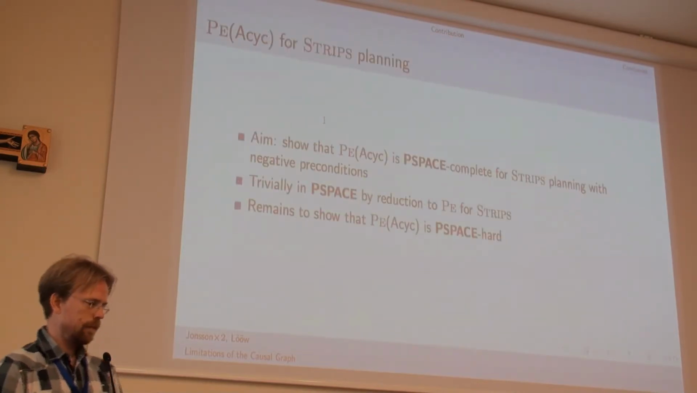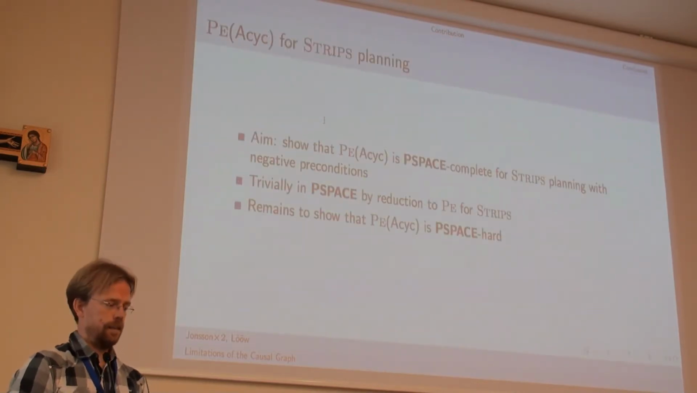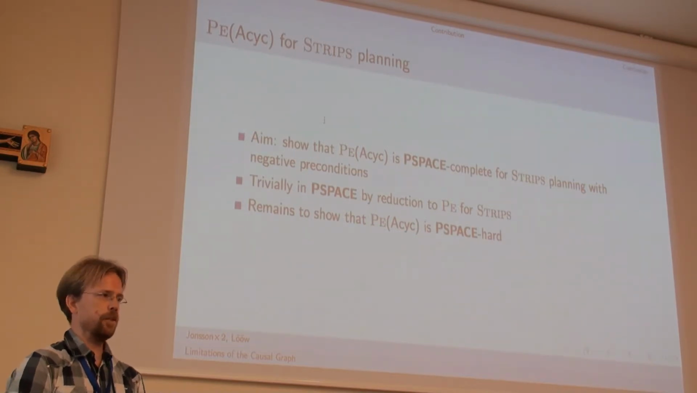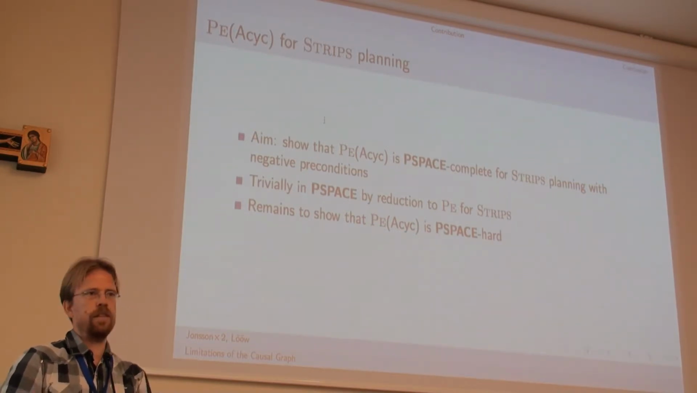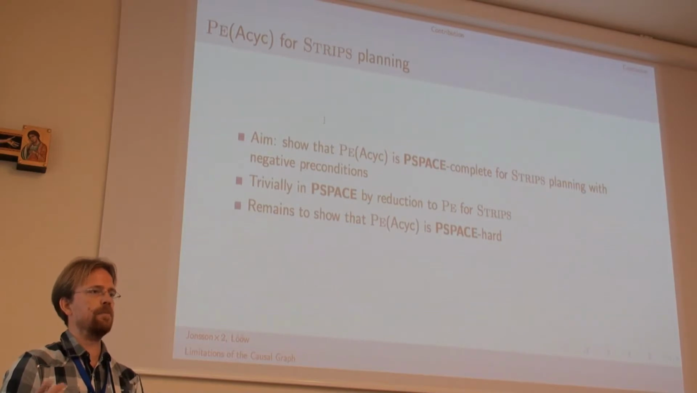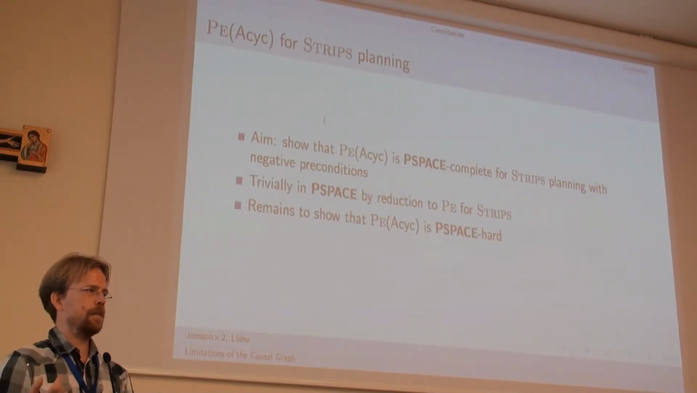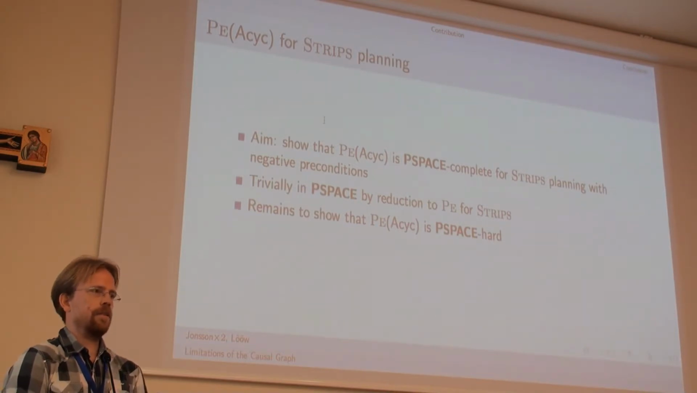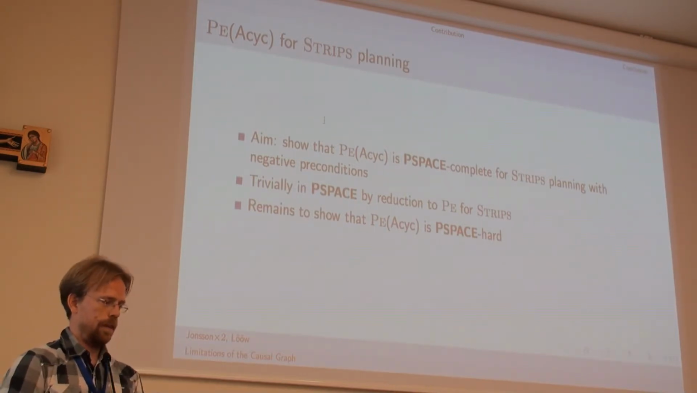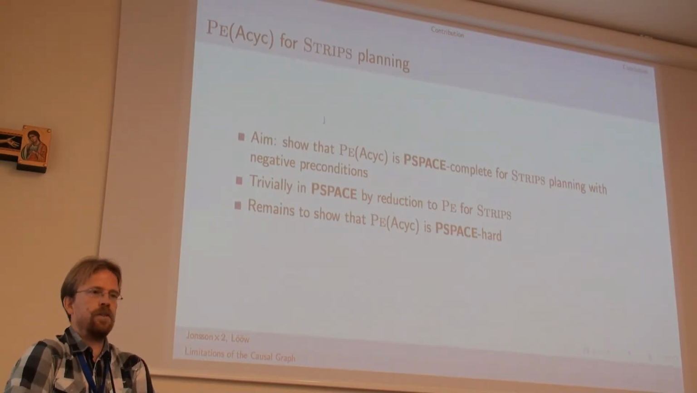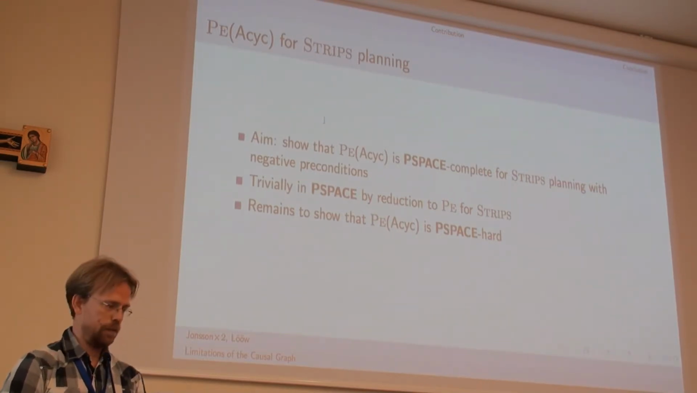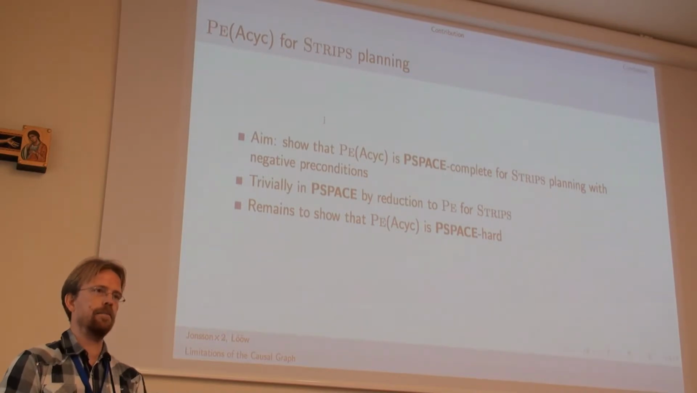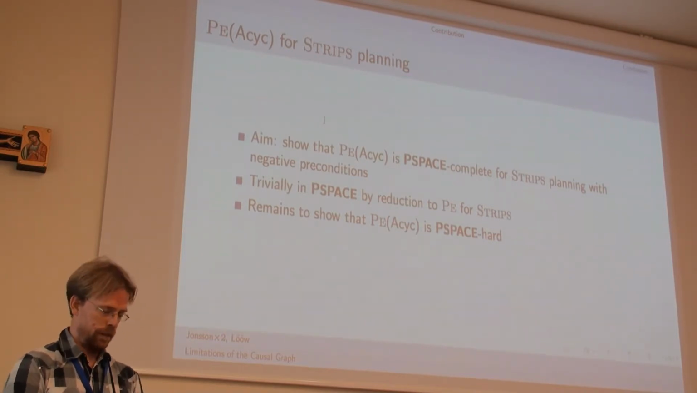So, when showing a complexity result in general, that something is X-complete, or PSPACE-complete in this case, we have to first show membership, that the problem is in this complexity class. Well, trivially, plan existence for a cyclic causal graph is in PSPACE, because plan existence for general STRIPS is in PSPACE. So what we have to do is show that plan existence is PSPACE-hard.